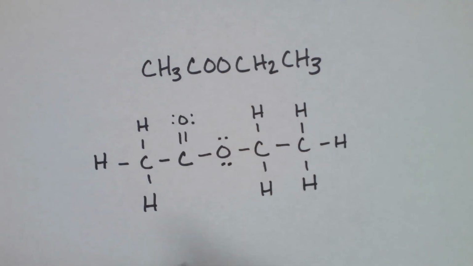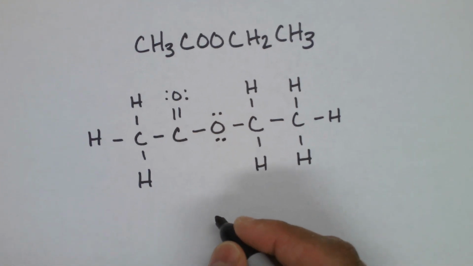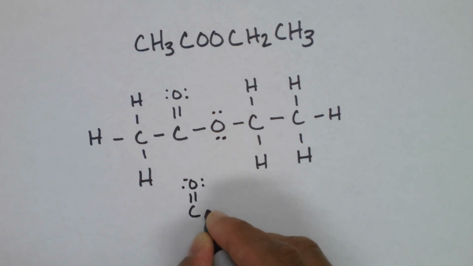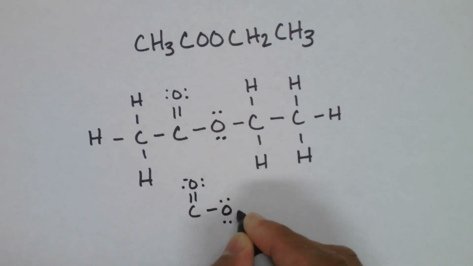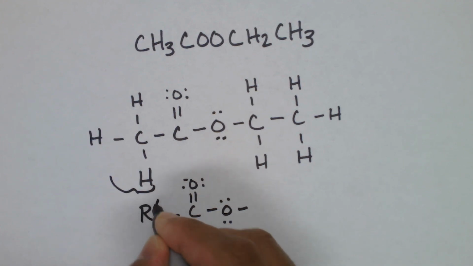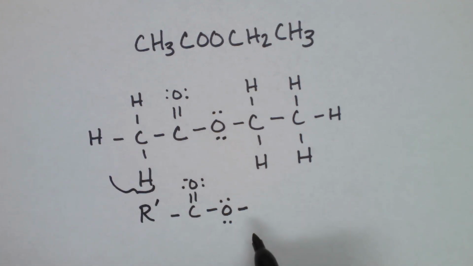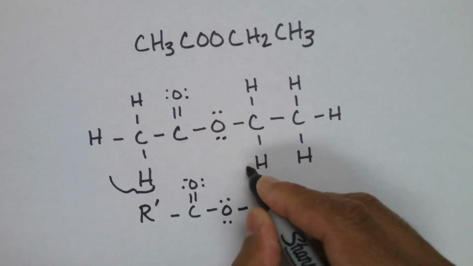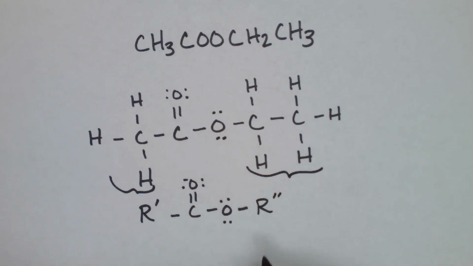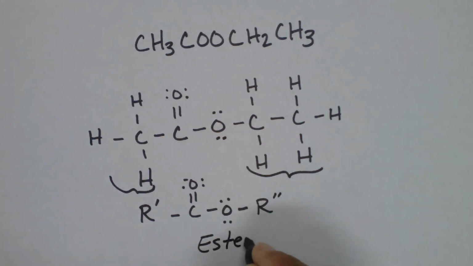So right here, we have this connection of atoms, and it looks similar to the carboxylic acid. However, right here, we have this R group, we'll call this R prime, but in a carboxylic acid, this oxygen is bonded to a hydrogen. But in this case, we have another carbon chain. And this functional group is called an ester functional group.